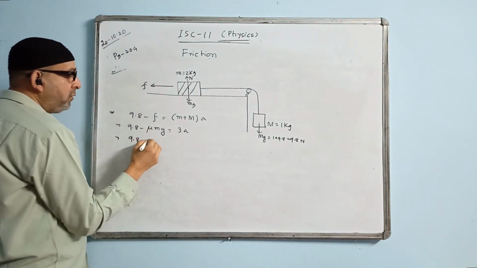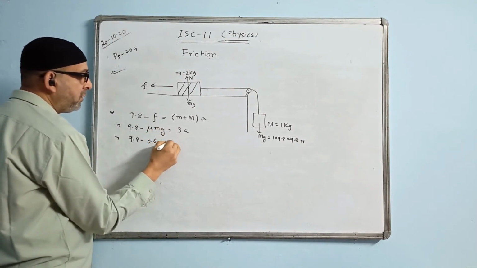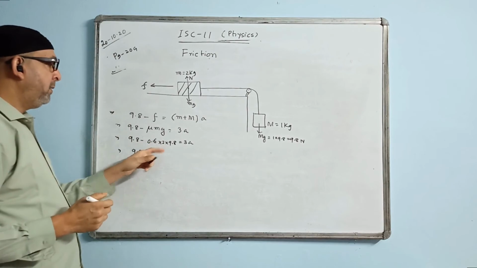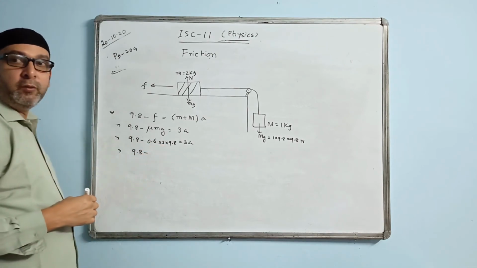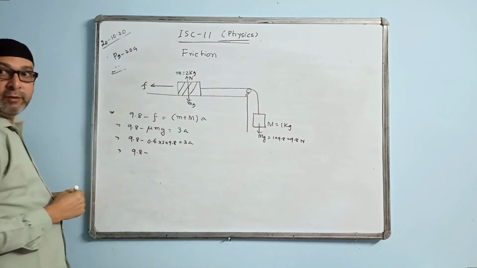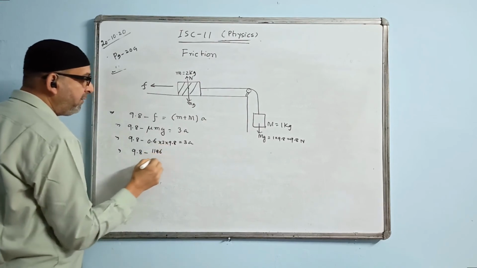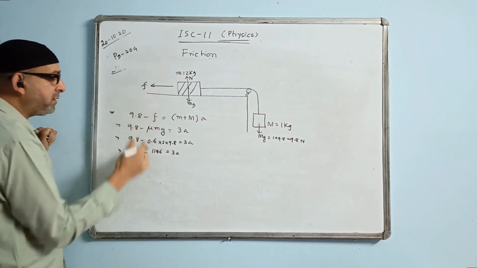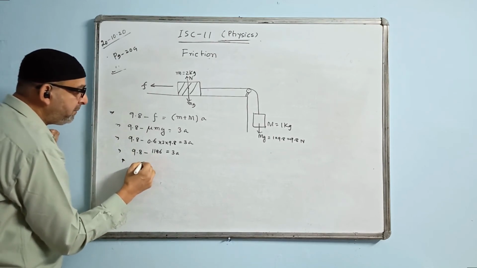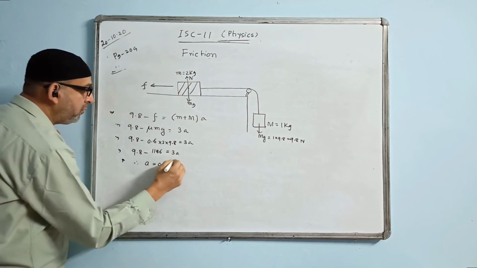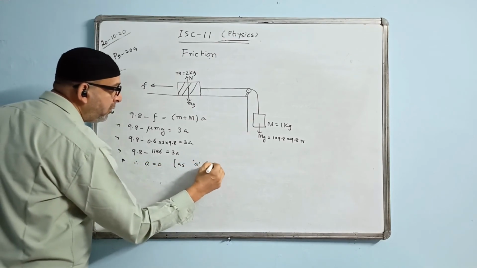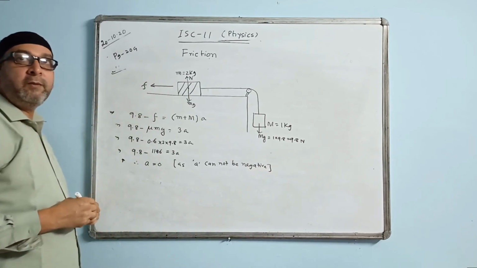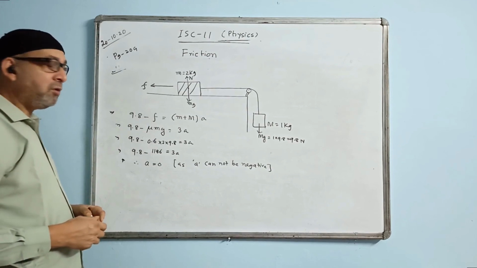9.8 minus mu value is given 0.6, small m is given 2, g value is 9.8, equal to 3a. We will do the calculation here. 0.6 into 2 is 1.2, into 9.8 is coming 11.76. The answer is going to come negative here, which is not possible. That means the body doesn't move. Therefore a equal to 0, as a cannot be negative. What does it mean when a is 0? That means the body is at rest. The body is not moving at all.